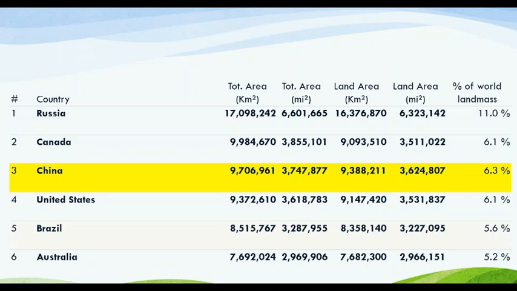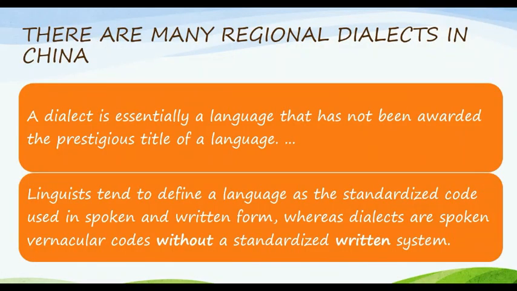The Chinese language and dialects. China is the world's third largest country in terms of land mass, and it is roughly the same size as the United States. There are numerous regional dialects of Chinese. Now, a dialect means a form of the parent language that is spoken in a particular part of the country or by a particular group of people, containing some different words, pronunciation, and grammar.